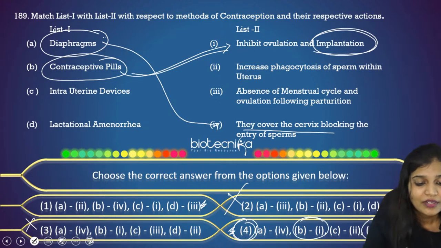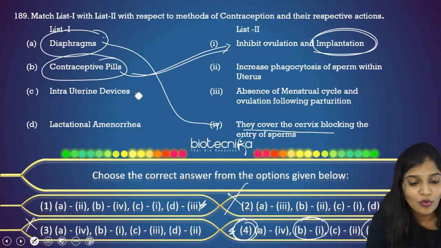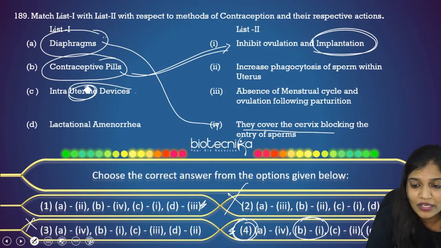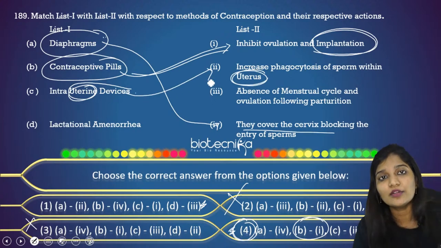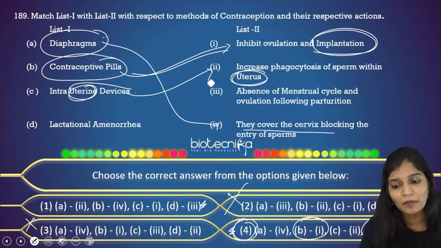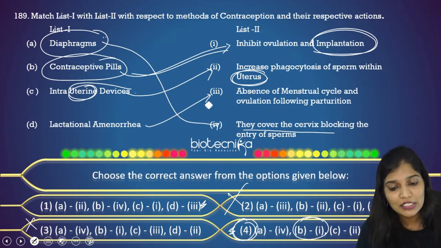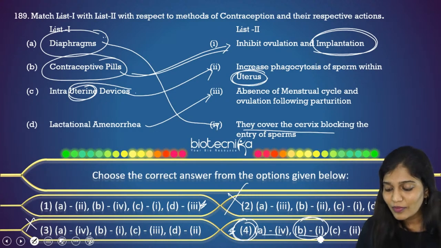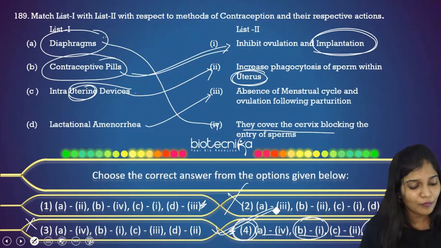Okay. Intrauterine devices, just now we have seen it is introduced into the uterus. So the answer gives you uterus is seen only here. So it is 2. 2 increases phagocytosis, which means it engulfs the sperm whenever it comes. And lactational amenorrhea. So the correct answer is A is going to be 4, B is 1, C is 2, and D is 3. So the correct answer is option number 4.